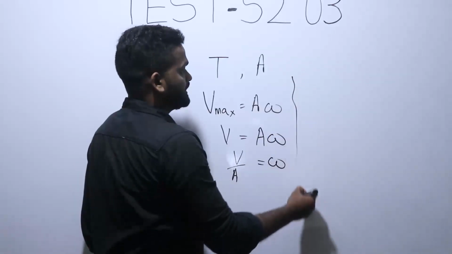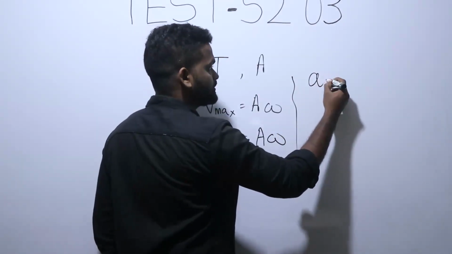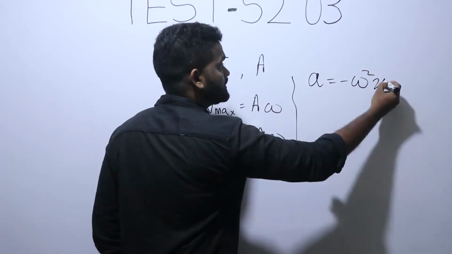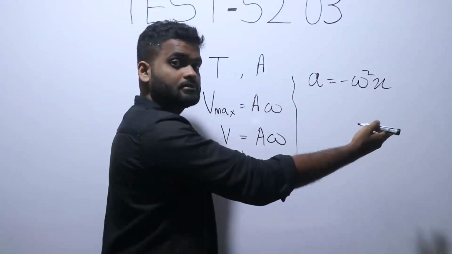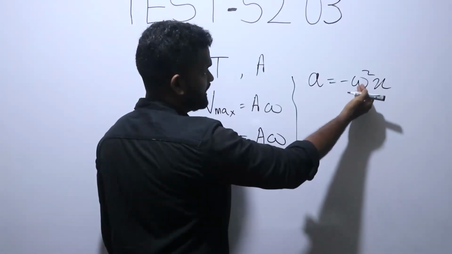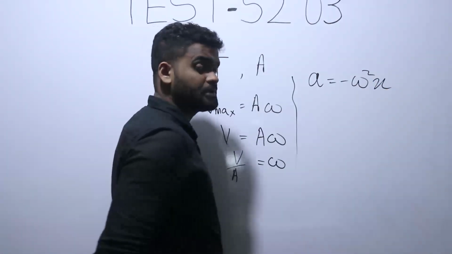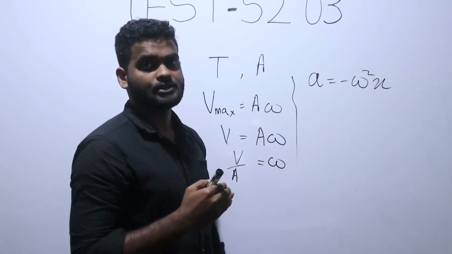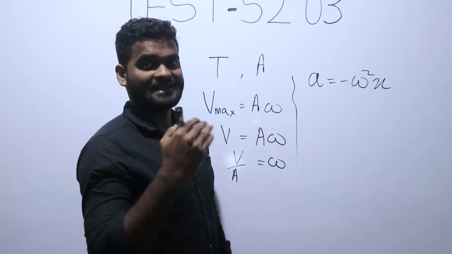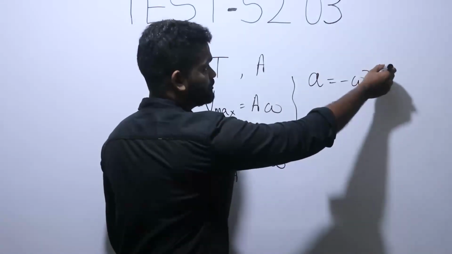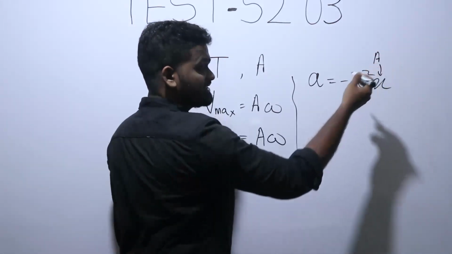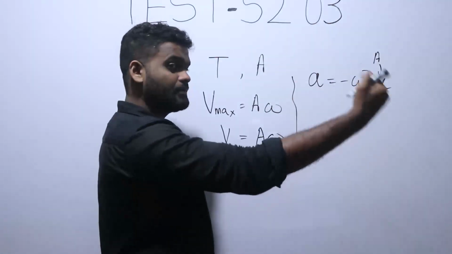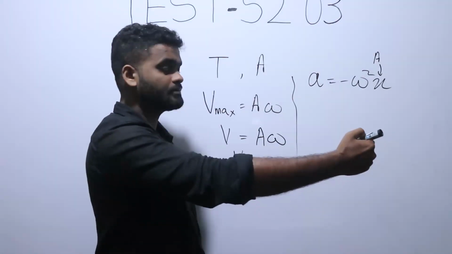Right. Then what they ask is acceleration. So this is the equation for acceleration. This is the acceleration in general: omega squared x. X is the displacement. But here what they ask is maximum acceleration. So for the acceleration to be maximum, this x should be maximum. Maximum x is at an amplitude. That is the amplitude. So at the amplitude we have the maximum acceleration.